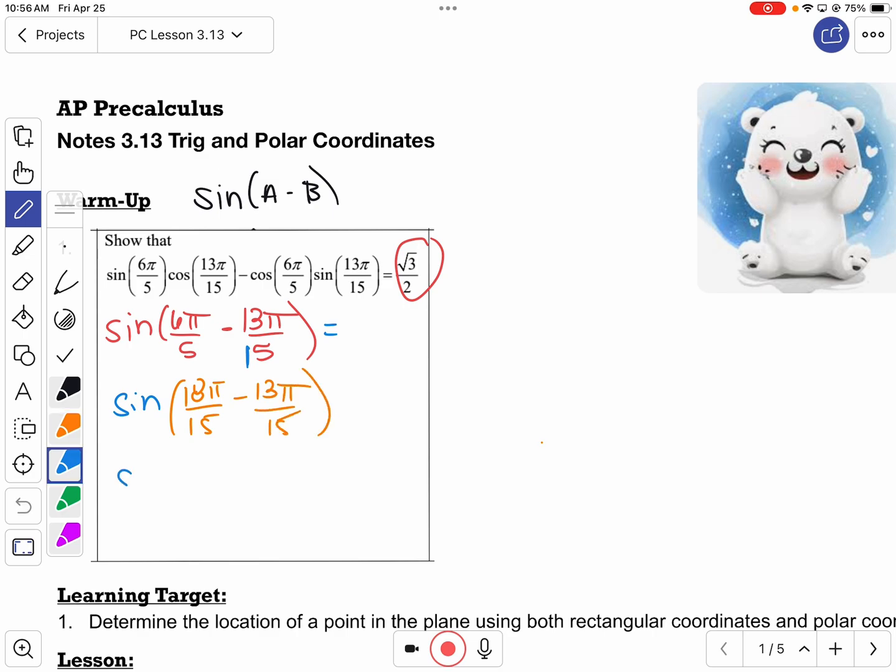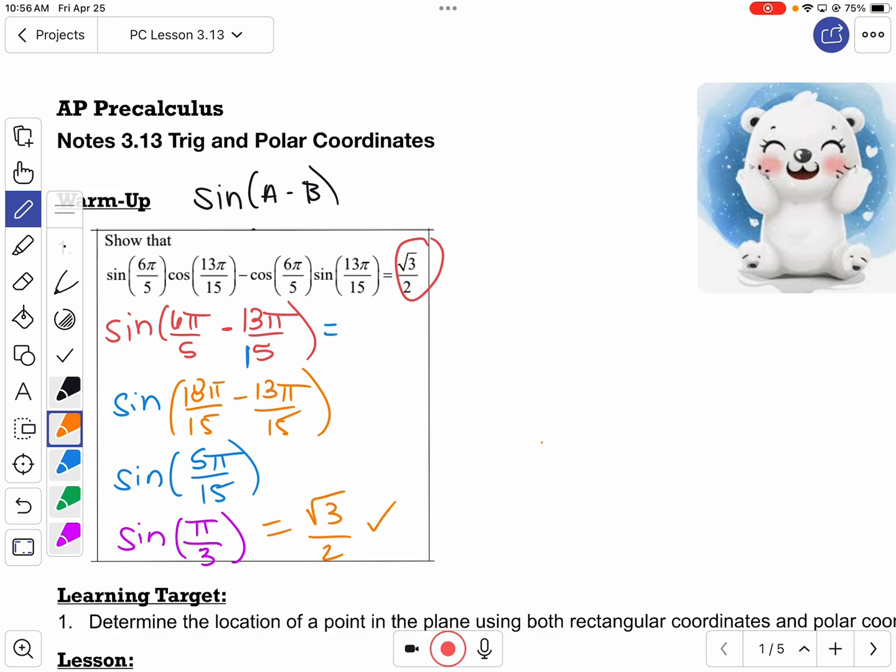And so now I can put those together. That would be the sine of 5 pi over 15. What does 5 pi over 15 reduce to? Pi over 3. And what is the sine at pi over 3? Square root of 3 over 2. And that's what we wanted to prove. So that's proving a trig identity just like the crazy stuff we did yesterday. So just recognizing that what that formula says, when I have sine, cosine, cosine, sine, that's the sine of two things being subtracted, because of that minus in the middle.